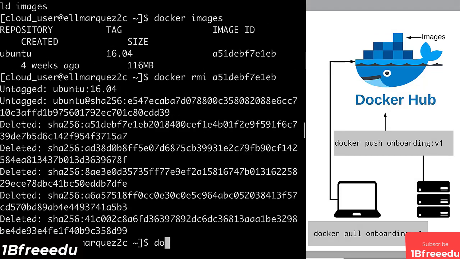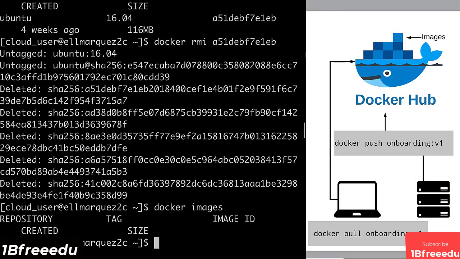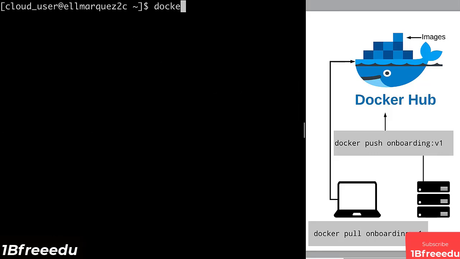Well, what happens when I'm ready to create that version 2? What if I want to have version 1 as my inspiration? No problem. All I need to do is a docker pull, tell it what repository, it's going to be lopunk. I want my onboarding version 1 image.